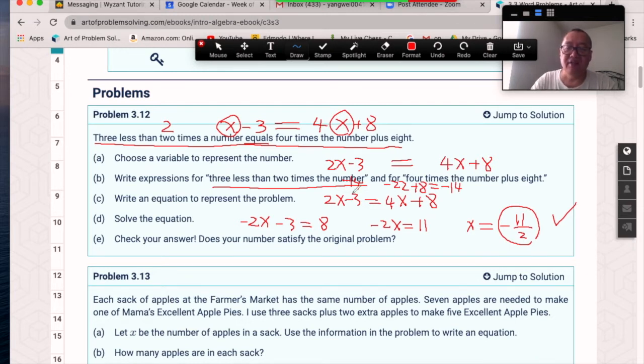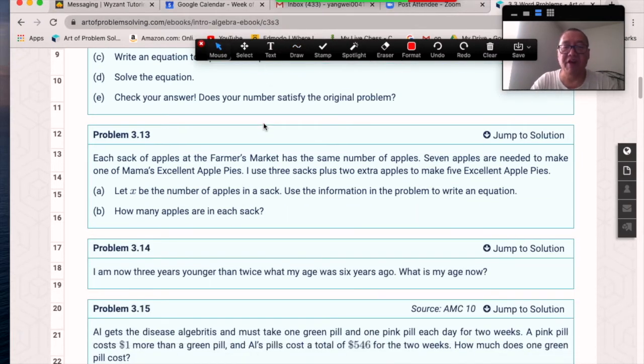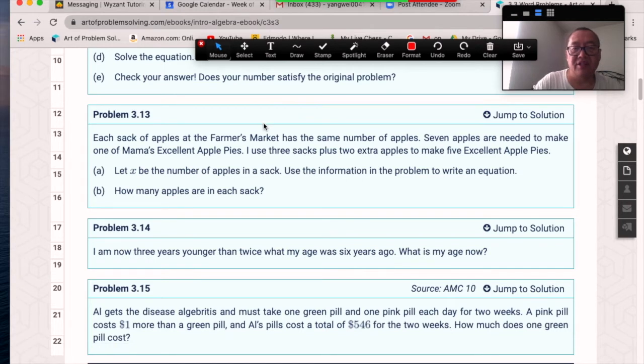Then you write an equation. Then you solve the equation. Last step, you check if this answer satisfies the original equation. So for each word problem, you need to follow these 5 steps. Now let's see the next example.